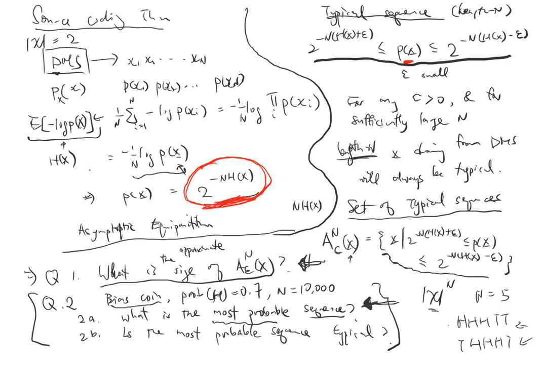For n equal to 5, if the coin is not biased, we will have 32 sequences. Okay, let's start with that 5 then. You have 32 sequences. Which one has the highest probability?